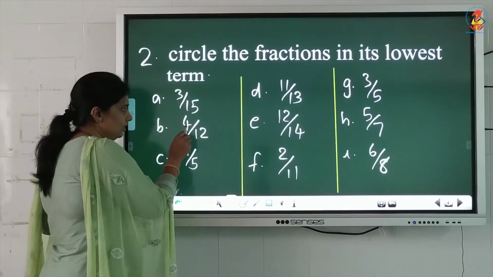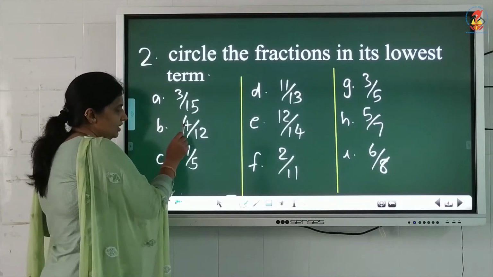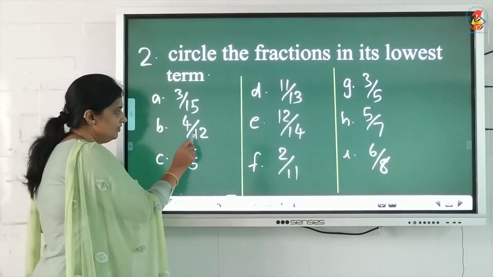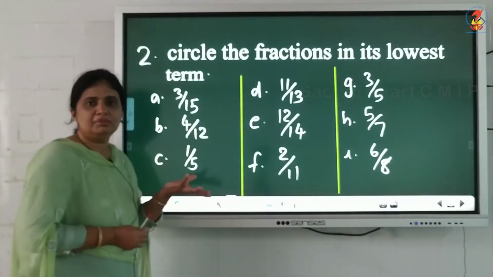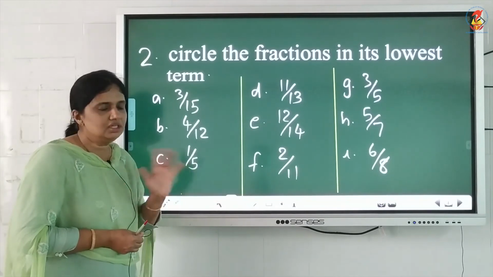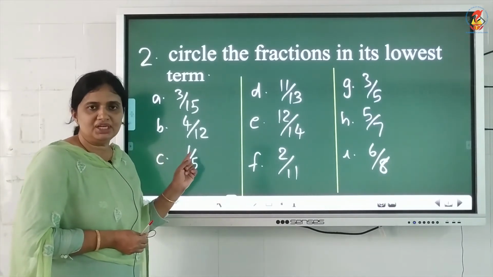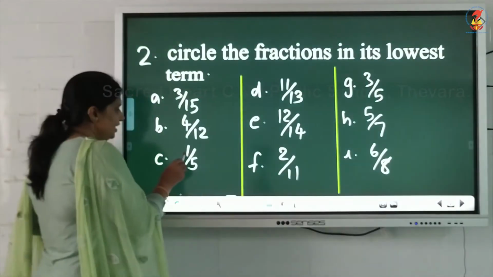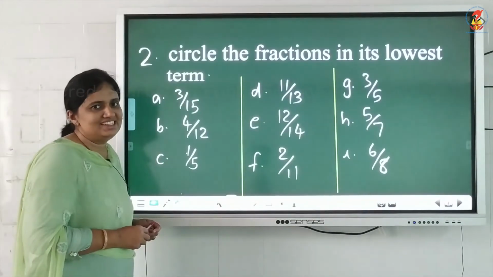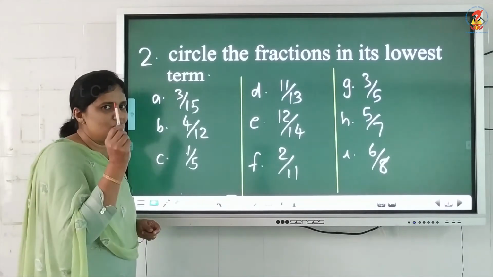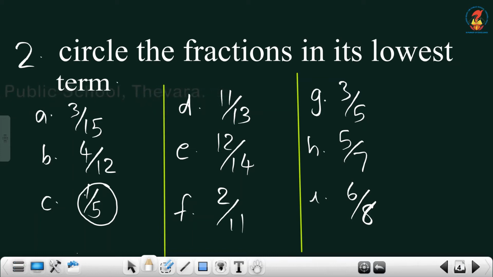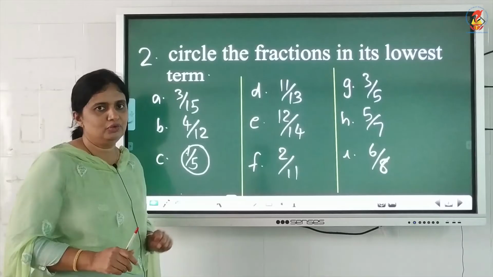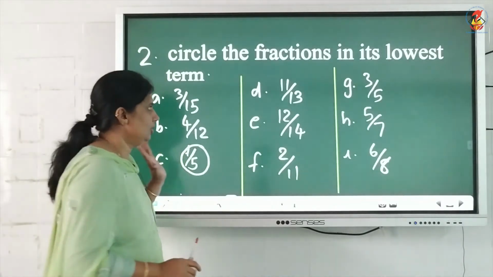Next one, 4. Here also, the common factor between numerator and denominator is not 1. Here we can divide the numerator and denominator by 4, right? 4 is the common factor. It is not 1. Only when the common factor becomes 1 can we say it. And here, 1 and 5. See this one, 1 is the only common factor, right? Because the numerator is 1 and the denominator is 5. There is no other common factor. The common factor for the numerator and denominator is 1 only. That is in the lowest term.